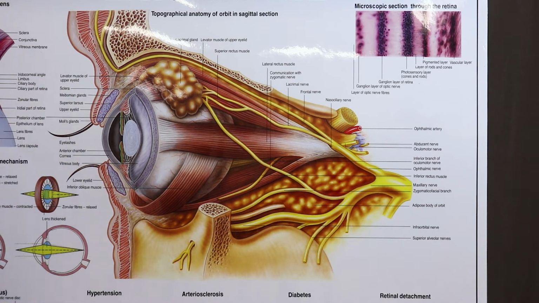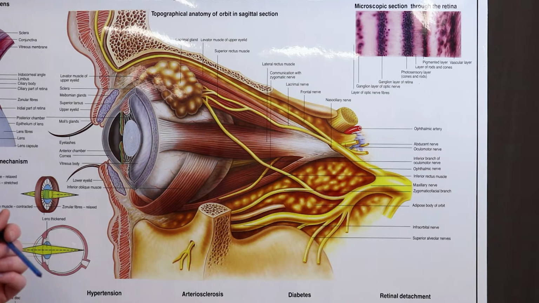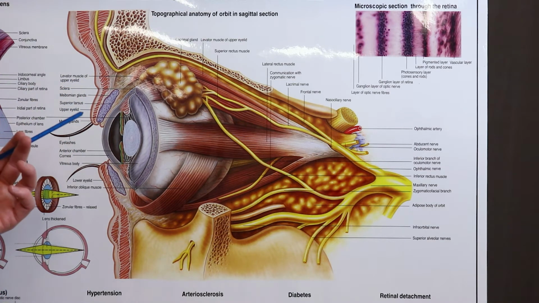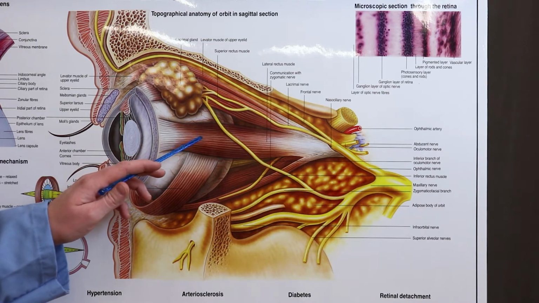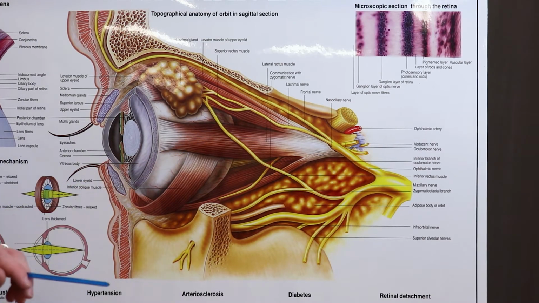You also need to remember the innervations of these. So remember that most of them are innervated by cranial nerve 3 oculomotor, including levator palpebrae superioris. But there are two exceptions. Lateral rectus is innervated by cranial nerve 6 abducens, and superior oblique is innervated by cranial nerve 4, the trochlear nerve.